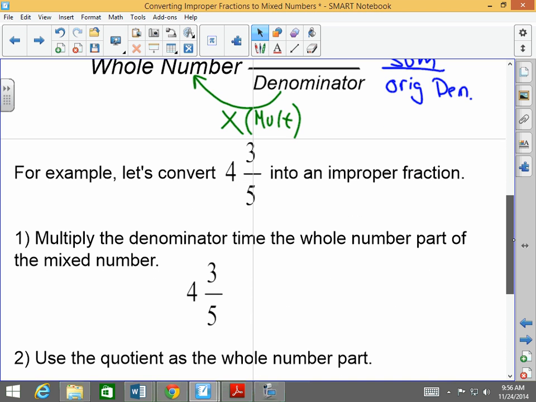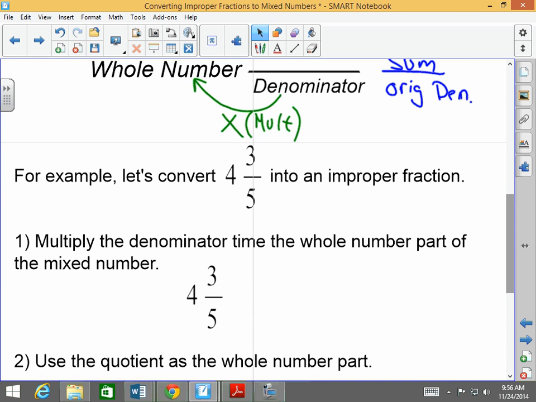For example, let's convert 4 and 3/5 into an improper fraction. So you multiply the denominator times the whole number part of the mixed number. So 5 times 4 is 20. That's my first step. Okay?